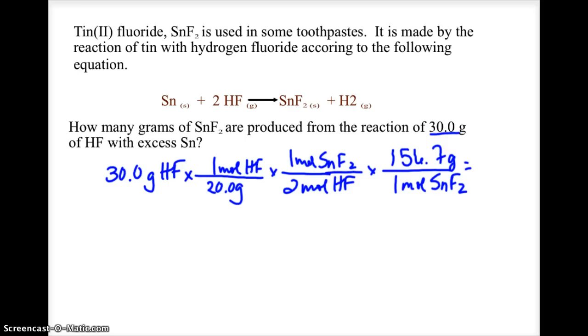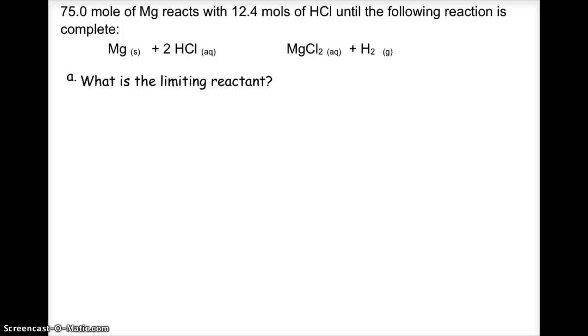And whatever number you end up with here, you would report 3 sig figs because you started with 3 sig figs. So that's just like the typical stoichiometry problems we have done all last week. And you know that HF is the limiting reactant because it said tin, which was the other reactant, was the excess reactant.